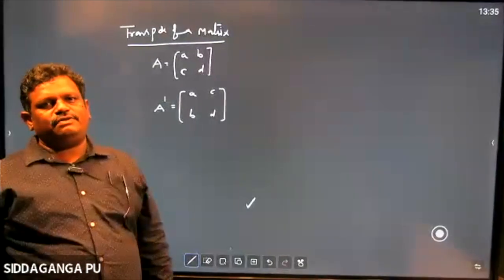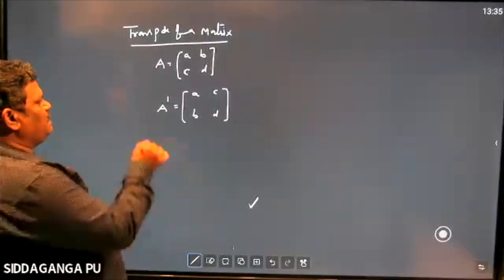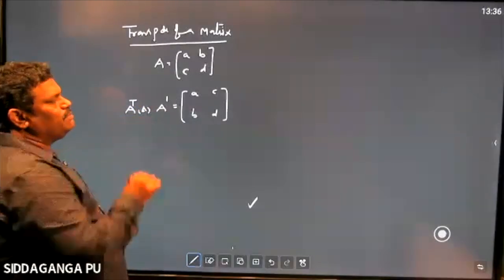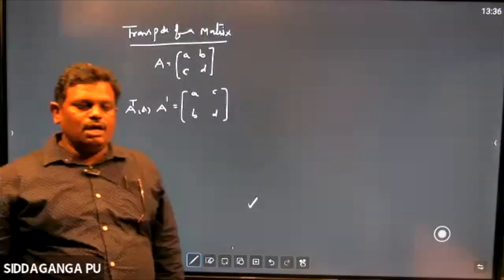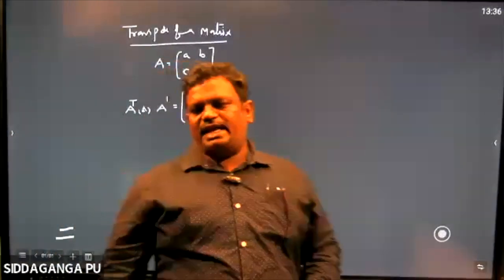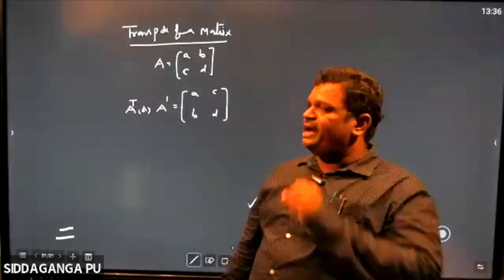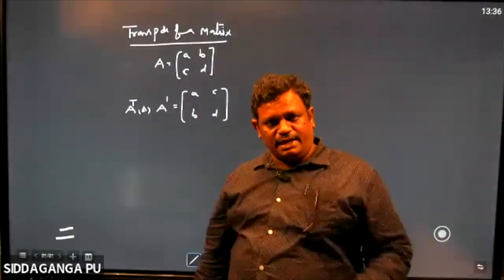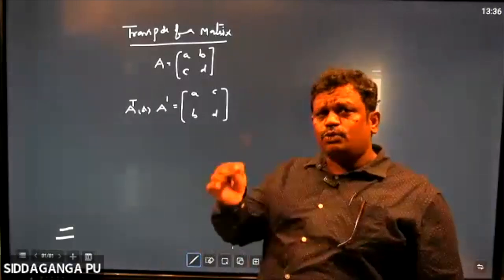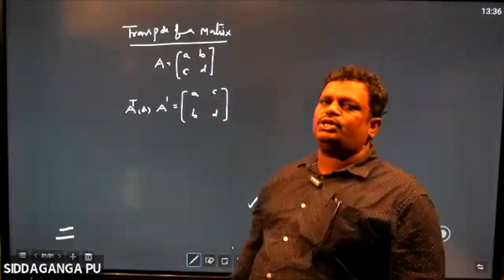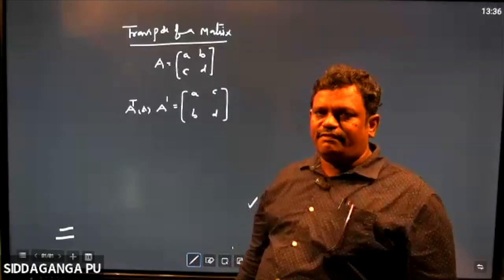Transpose can be represented with A dash or A power T. These are the two symbols for the transpose of a matrix. So remember, the transpose of a matrix means in the given matrix we interchange rows into columns or columns into rows. Then the resulting matrix is called the transpose of the given matrix.